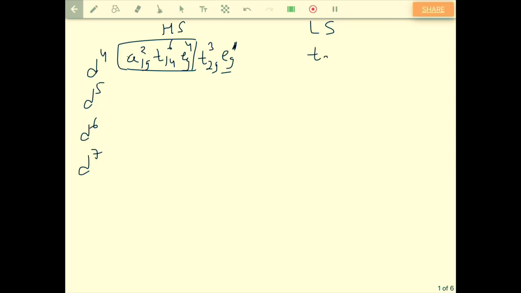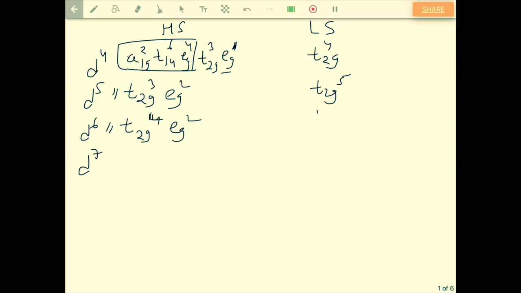So in case of low spin complex, d4 becomes t2g4. In case of d5 configuration, it becomes t2g3 eg2 in case of high spin complex, while it becomes t2g5 in low spin complex. Then in case of d6 configuration, it becomes t2g4 eg2 in high spin, and t2g6 in low spin. Now d7 becomes t2g5 eg2 in high spin, while it becomes t2g6 eg1 in low spin.